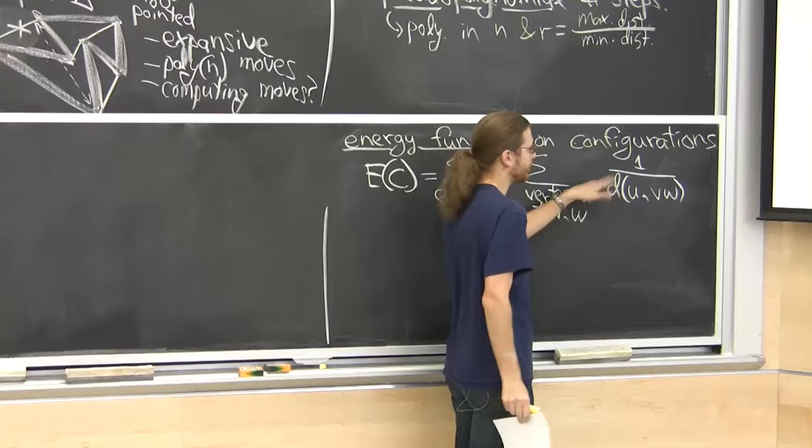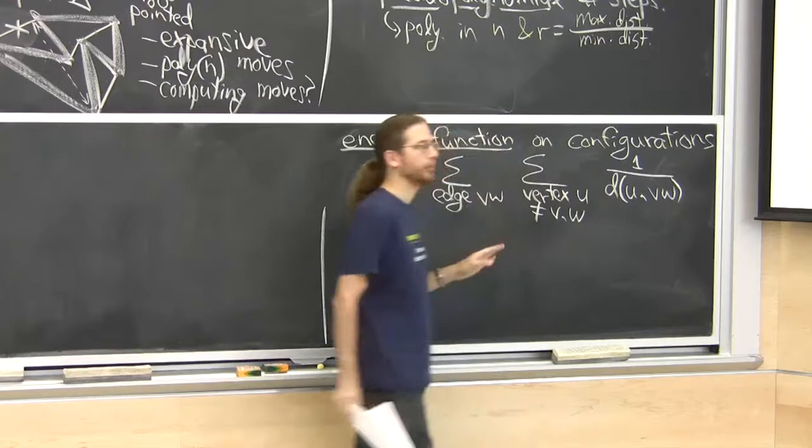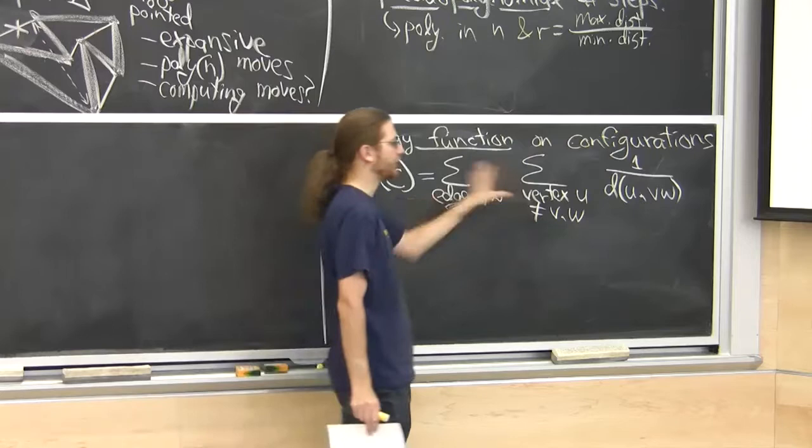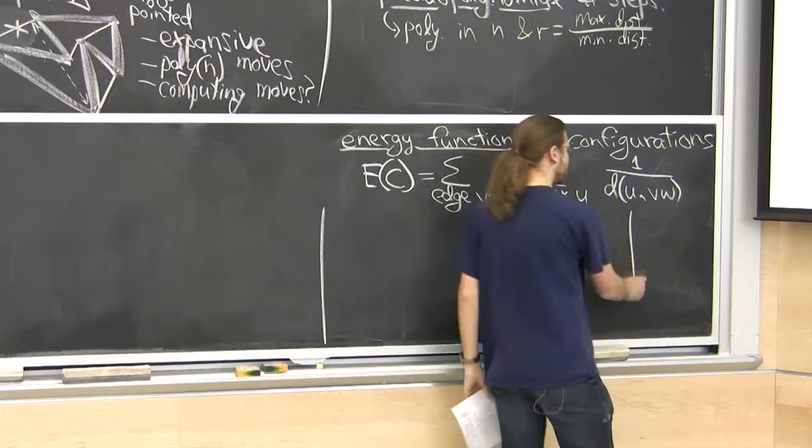There's many ways you could define that, like the minimum distance between them would be fine. Take the reciprocal, add them all up. This is my energy function. Kind of weird, but it's averaging, not of distances, but 1 over distances. So why is that so interesting? Because distances are always positive, so I only have to go over here.